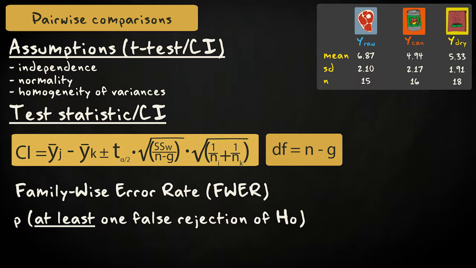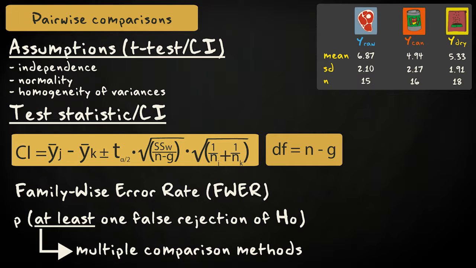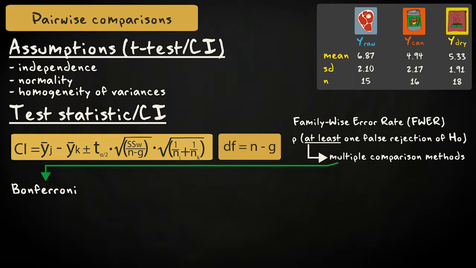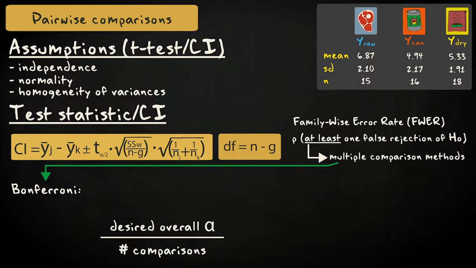Since we'll be making multiple comparisons, we should correct for the inflated family-wise error rate, the probability that at least one of the comparisons will result in a false rejection of the null hypothesis. There are many correction methods, often referred to as multiple comparison methods. We'll consider 2 of these. The Bonferroni method involves dividing the desired overall alpha by the number of comparisons and using the resulting corrected alpha for the individual comparisons. With this correction, the actual probability of falsely rejecting the null will be smaller than or equal to the desired overall alpha.